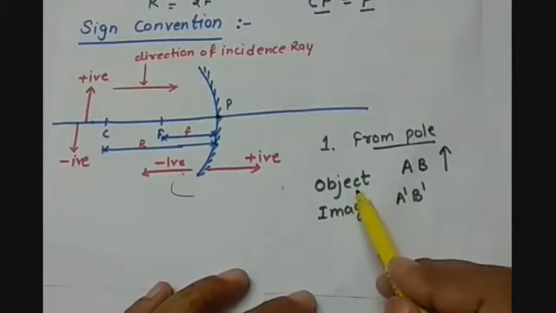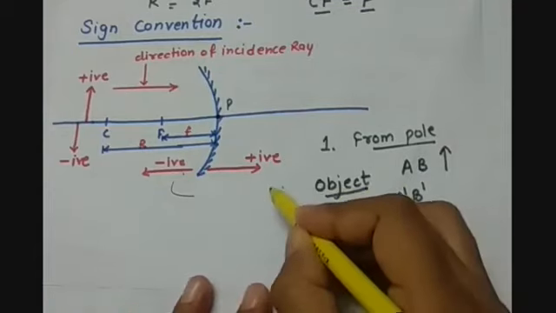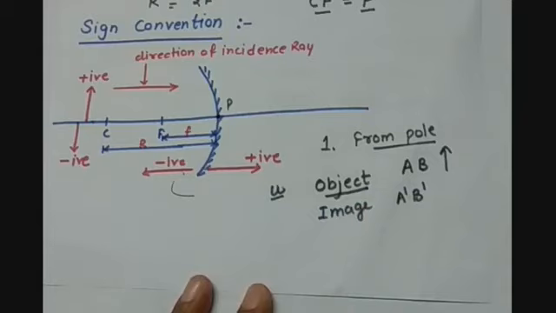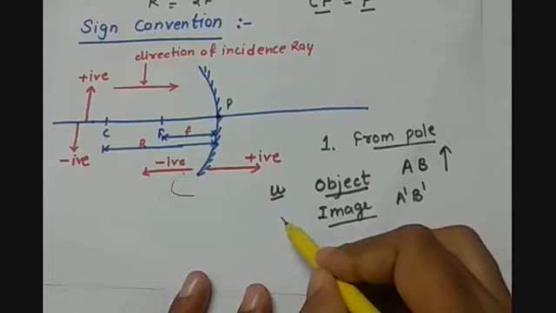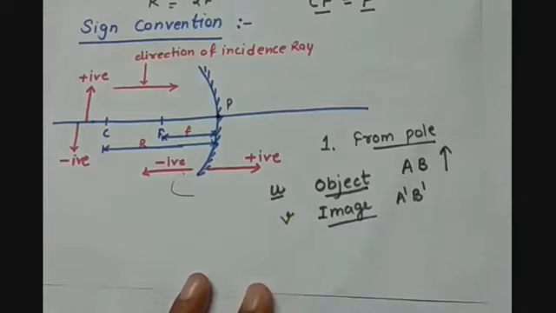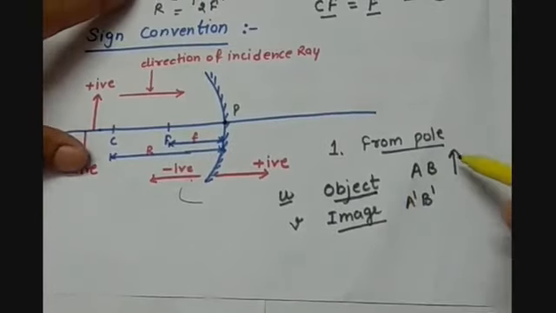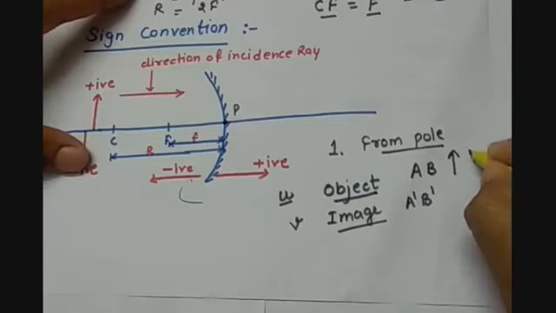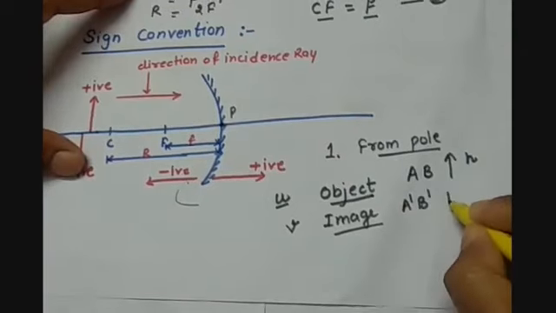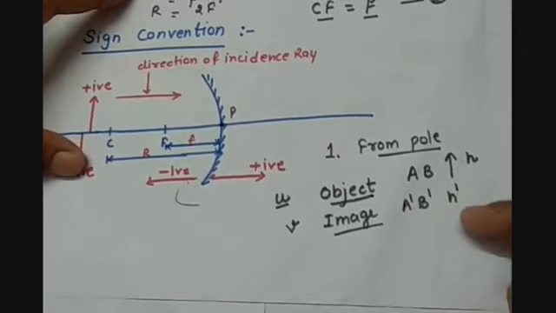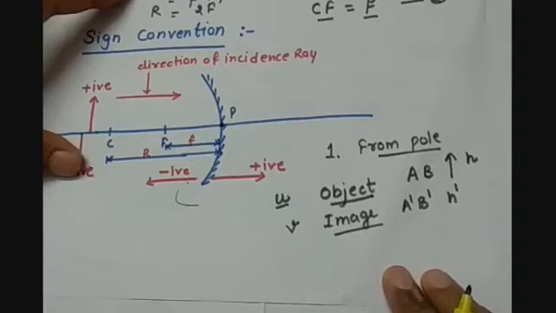As all the distances are measured from the pole, the distance between the object and the pole will be called small u. And the distance of the image from the pole will be written as small v. Now, as the object has some height, it will be taken as small h. And the height of the image will be taken as h dash to distinguish between the object and the image. So now we have understood the sign conventions for a concave mirror.